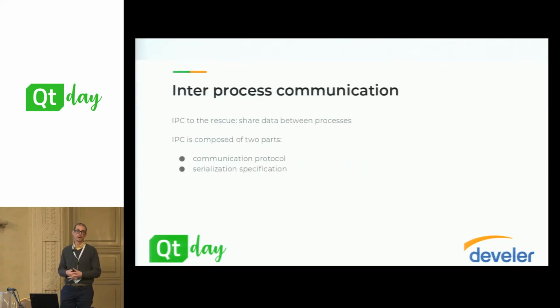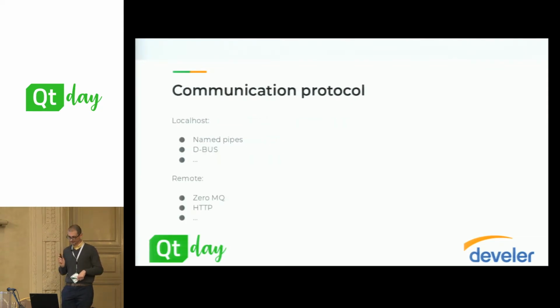it's a well-understood pattern in computer science, which is called inter-process communication, or IPC for short. IPC lets you share data between processes. You have to see that as divided in two parts. The one is the communication protocol that you're using to communicate stuff, and then a serialization specification, which tells you how the data is encoded on the channel.